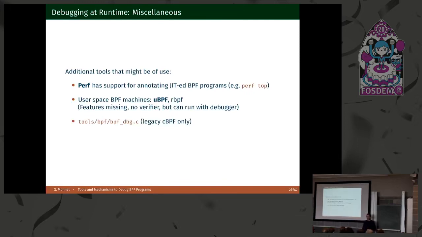There are a number of user space BPF machines. They are nowhere as complete as what's in the kernel, but still, if you wanted to run a BPF machine under GDB, today you will have to turn to one of those user space machines. uBPF especially is in C, and rbpf is in Rust, but otherwise they're pretty equivalent. There is also a small debugger tool, I think it's called bpf_dbg, I don't remember. It's for legacy cBPF, which is much simpler than eBPF, so also simpler to debug. And that's under the kernel repository.